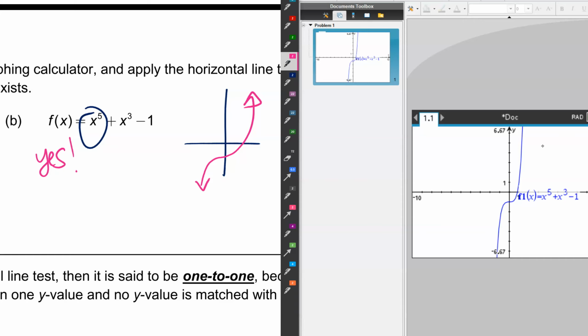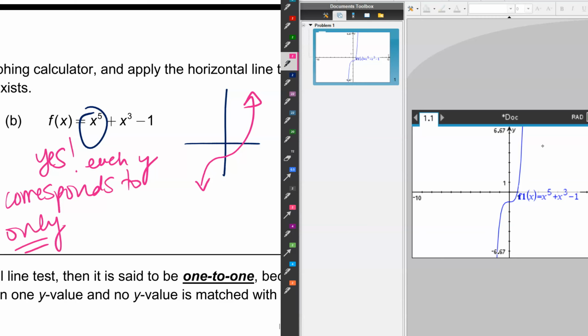Because remember, we're trying to see, does the inverse function exist? Is the inverse relation to this graph an actual function? Well, it will be. Yes. Each y corresponds to only one x. So this means 1 to 1.